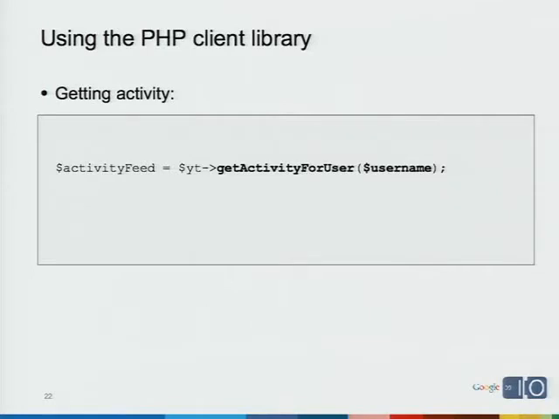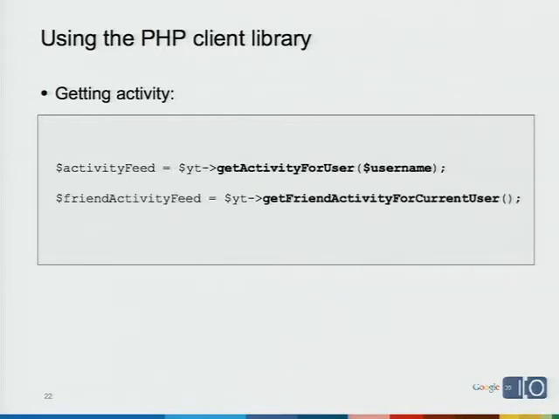So in this case, we're getting an activity feed. That feed is going to have entries. Entries are going to have properties. So it mirrors the XML structure exactly. To get friend activities, you just use the getFriendActivityForCurrentUser method. The reason why there's no parameter here is because you can only use this when you're authenticated. And at this point, the client library will know your user, so you don't have to pass in anything. It'll just get all your friends' activities.